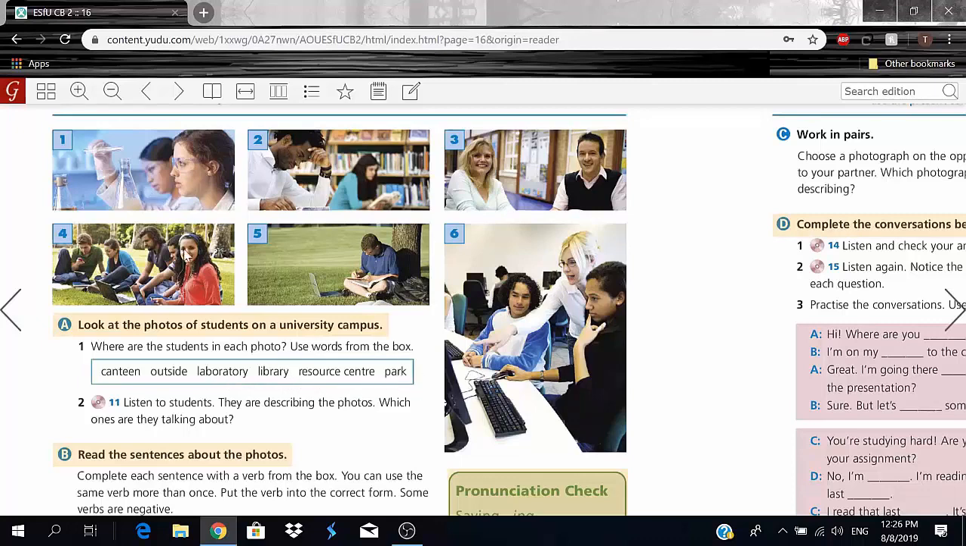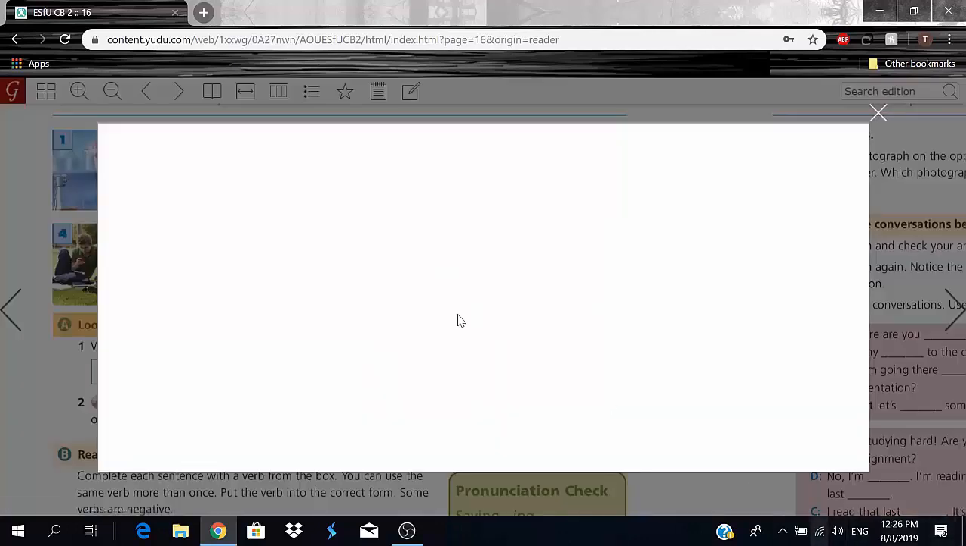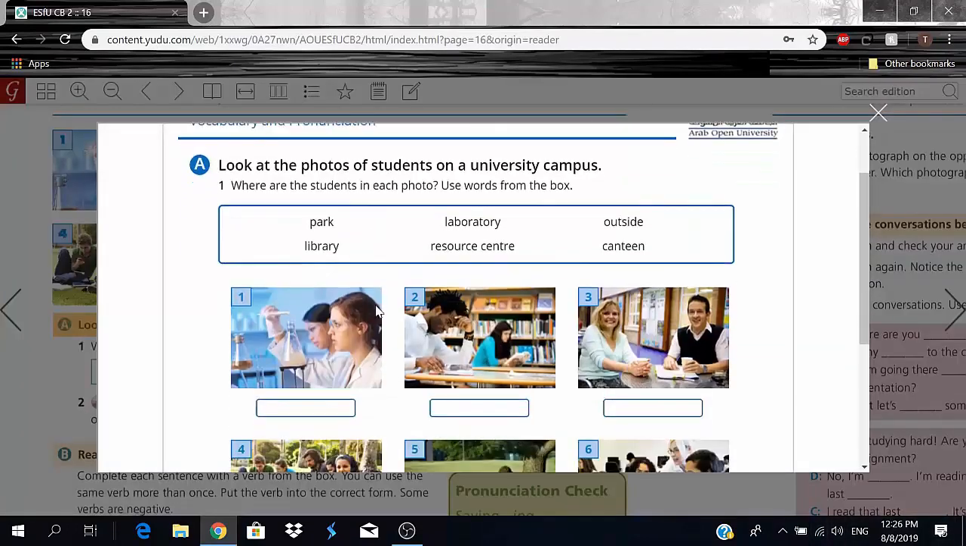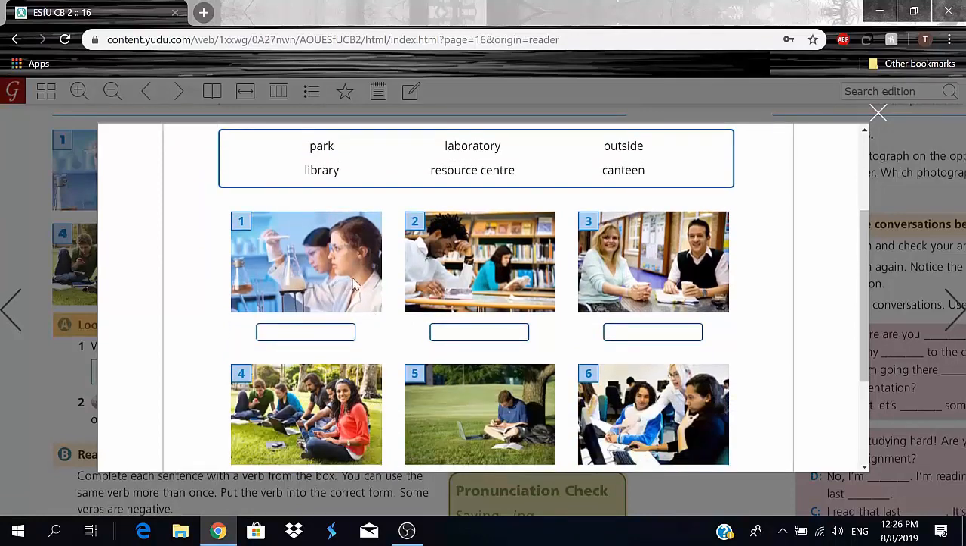So what do you guys think of number 1? Actually, let me open this up. Let's see if you guys can get a better view here. Here we go. Much better. So here we have the first one. Where do you guys think these girls are at? That's correct. Laboratory or lab. They're doing experiments. And number 2, where are they? That's correct. They're in the library.